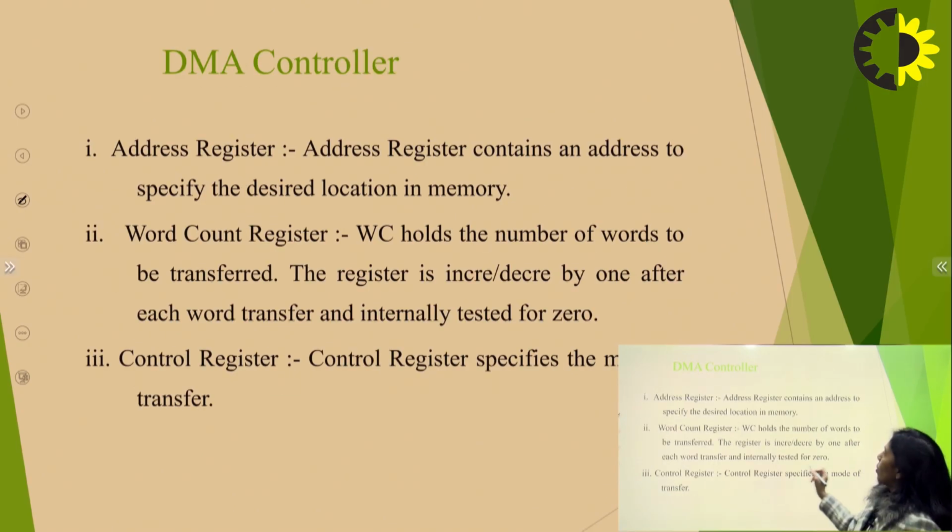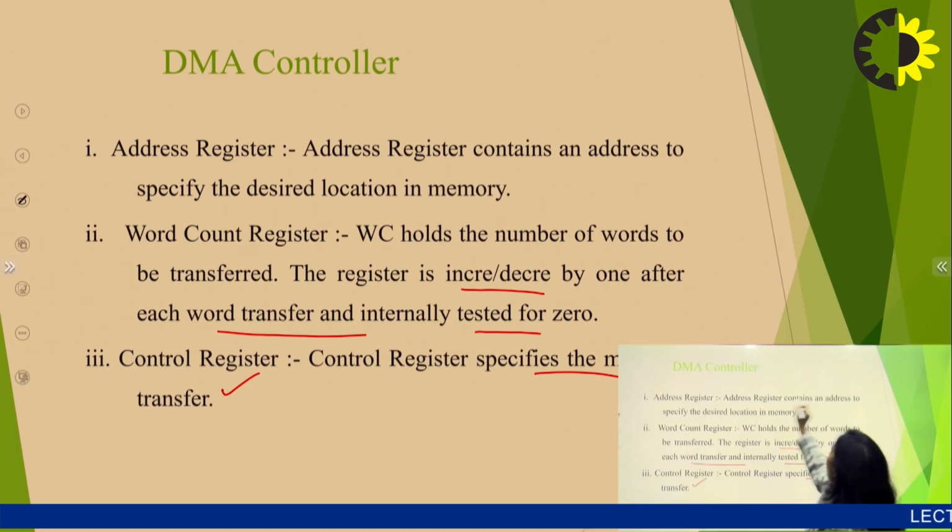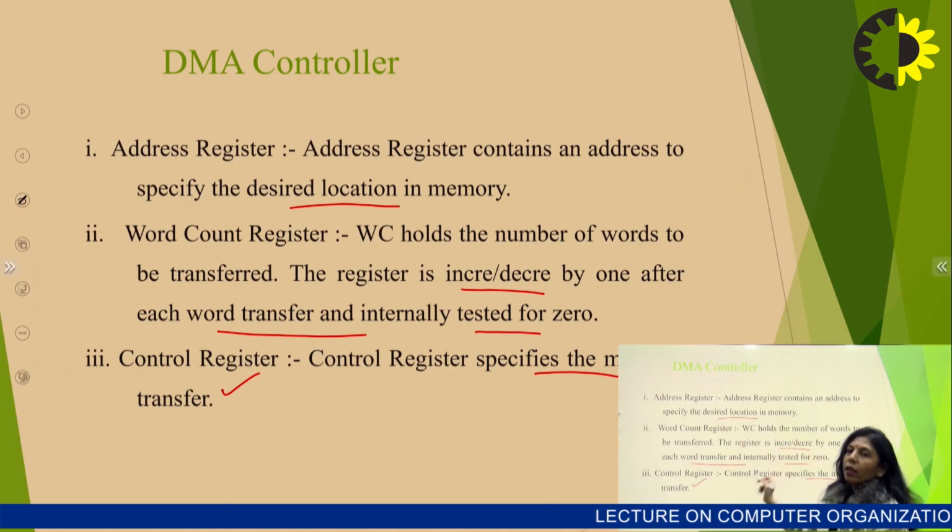So this is what I just discussed. It is incremented or decremented by 1 for each word transfer and internally tested for 0. The control register specifies the mode of the transfer, and the address register contains the address to specify the desired location in the memory.